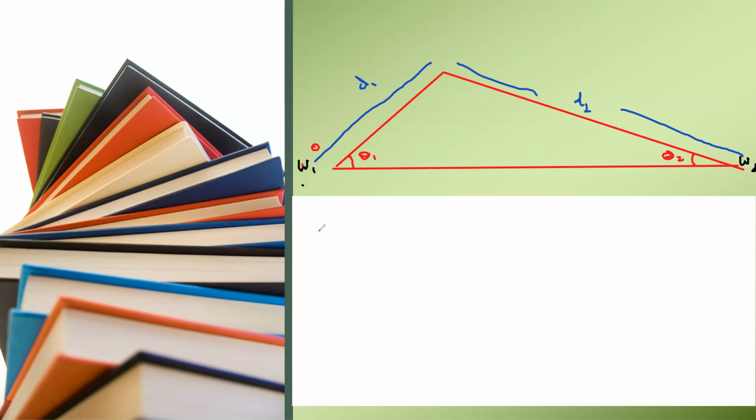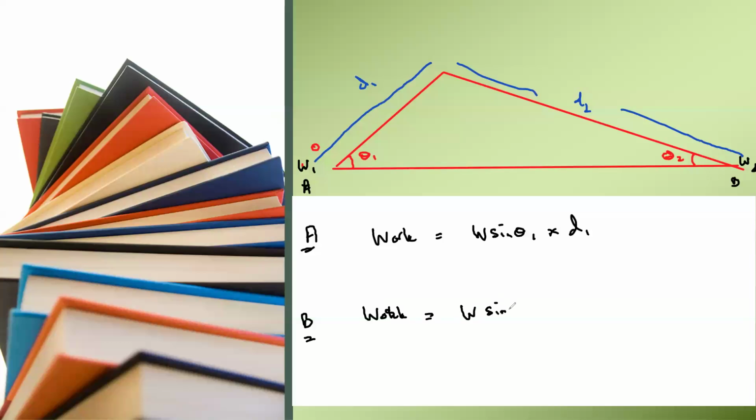So if I want to calculate the work done, and what if I don't have the height? If I want the work done by climber A and the work done by climber B: work done by climber A, as we know, work is the product of force and distance. So I will take the force, which is W sine theta 1, into distance D1. If I want to calculate the work done by B, work will be the product of force and distance. So the force is W sine theta 2 and the distance is D2.